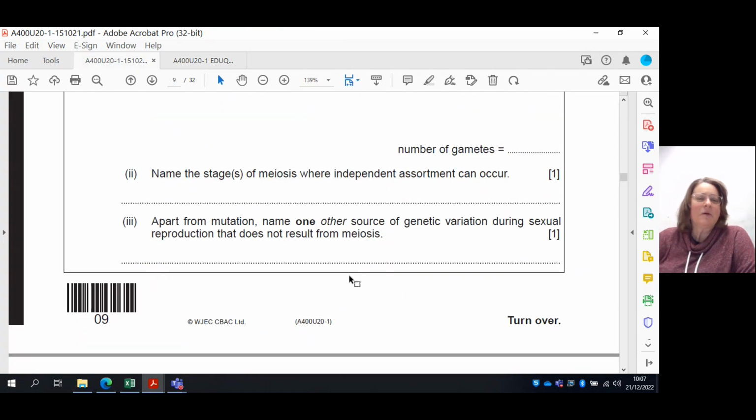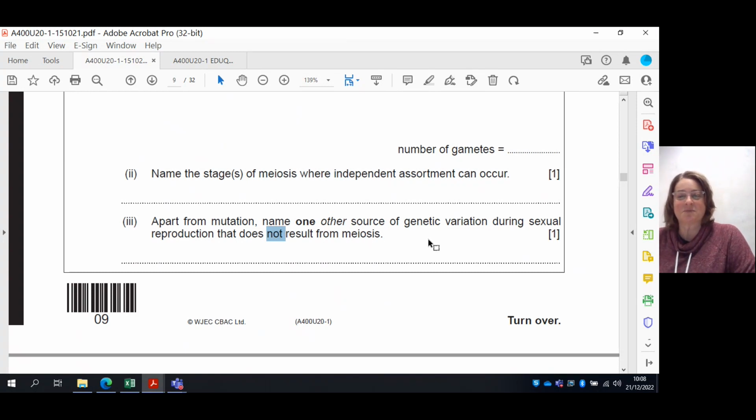Here we go. Apart from mutation, name one other source of genetic variation during sexual reproduction. During sexual reproduction, not during prophase. So this is not allowing you the chance to put down crossing over events happening. It's asking you specifically during sexual reproduction, something that does not result from meiosis. So you can't have the prophase 1 and the crossing over event. That is not an option here.